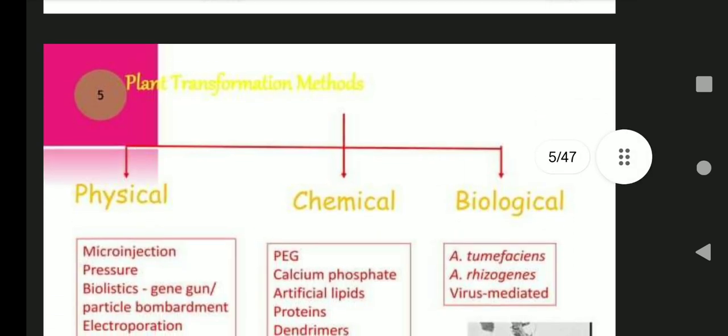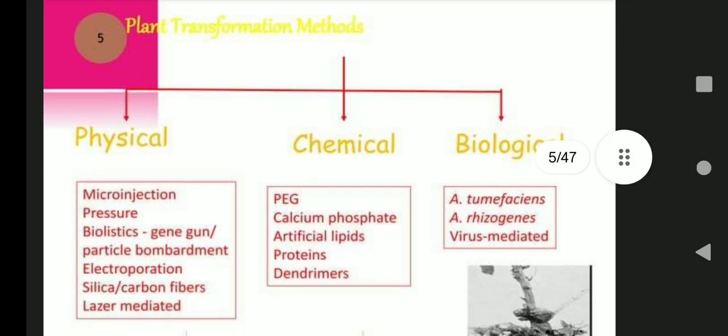These are the various plant transformation methods: physical, chemical and biological methods. The physical methods involve microinjection and the pressure-oriented biolistic or gene gun method using particle bombardment, in which the genes are coated onto particles. These particles are shot with the help of the gene gun onto the plant. Along with gold and tungsten particles, the genes are transferred to the plant by this bombardment.